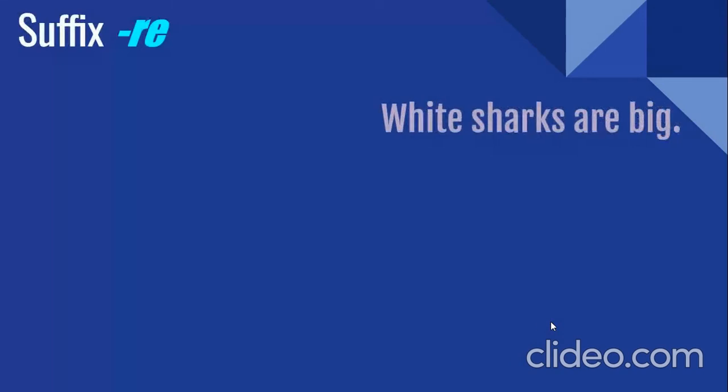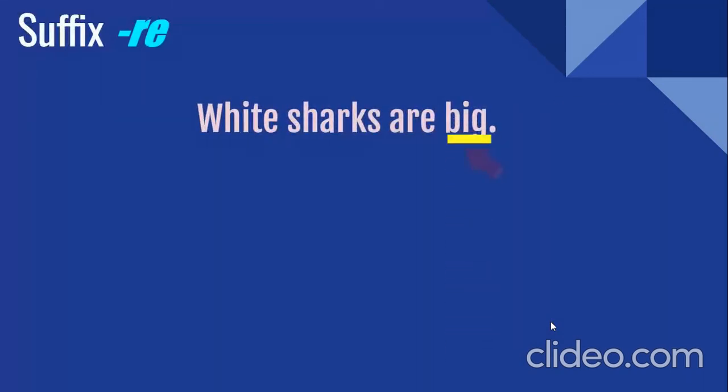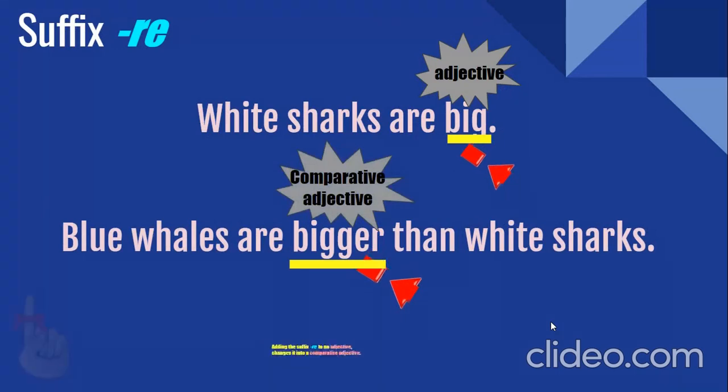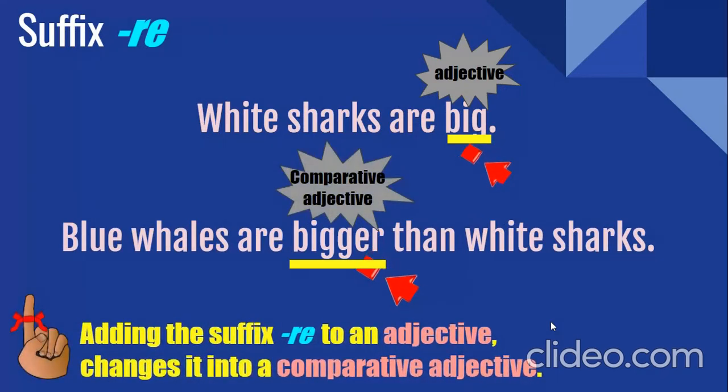So we're going to now add the er to big, right? And this is taking us in a different direction because big is actually an adjective, isn't it? Yes. So now we're adding er to our adjective big, and now it becomes a comparative adjective. When I'm comparing two things, I use comparative adjectives. In this case, I'm comparing blue whales and white sharks, and I am saying that blue whales are bigger than white sharks, right?